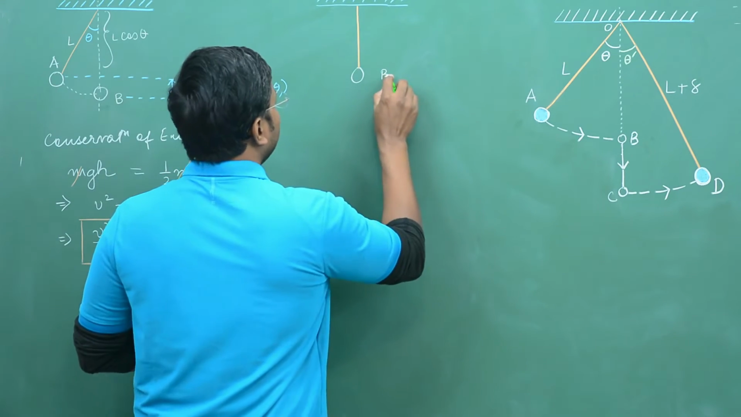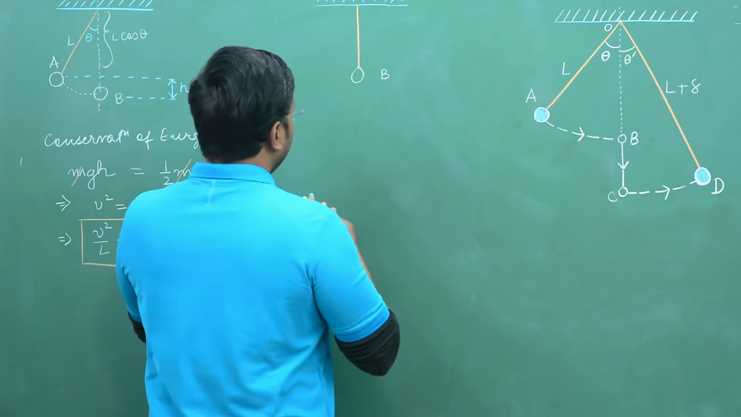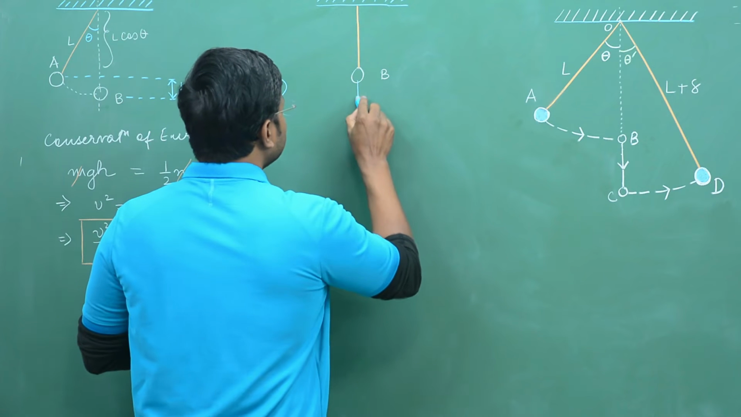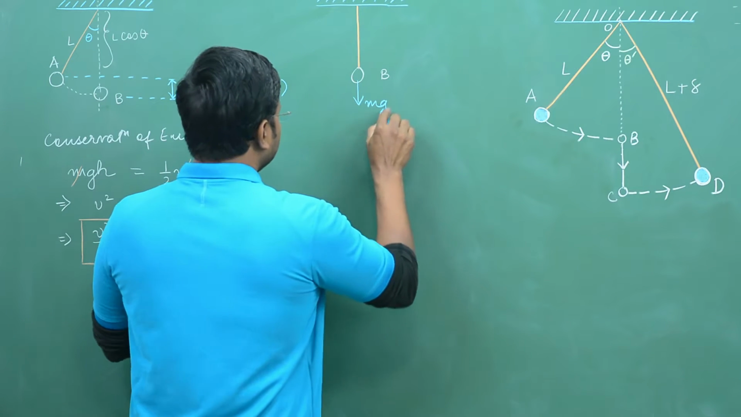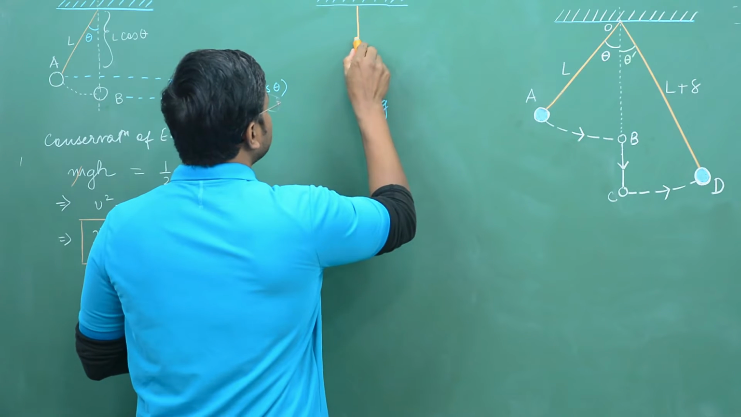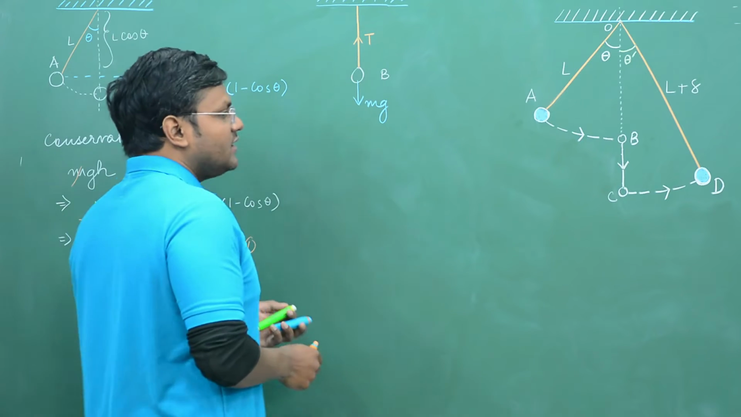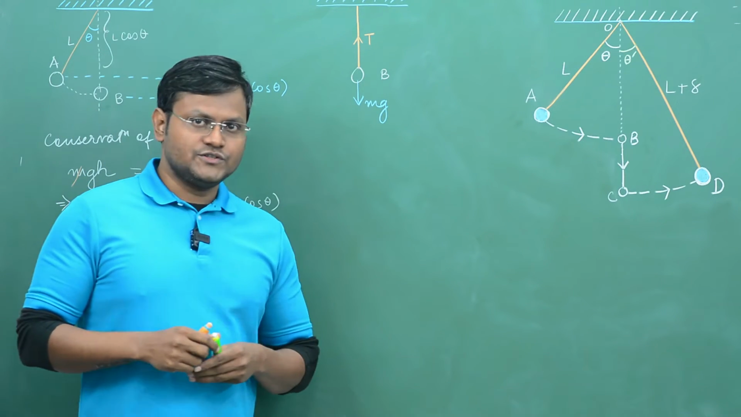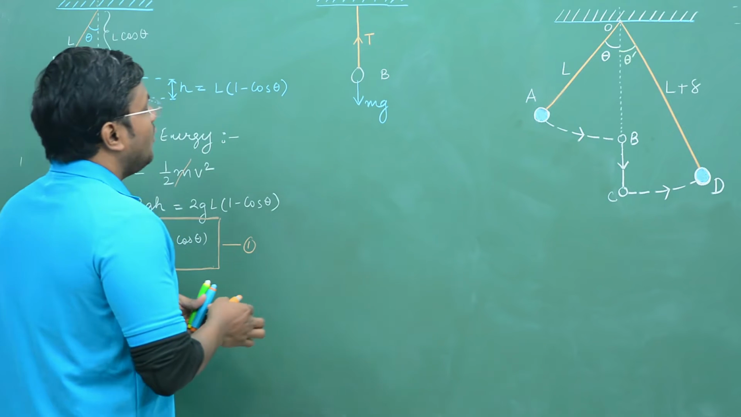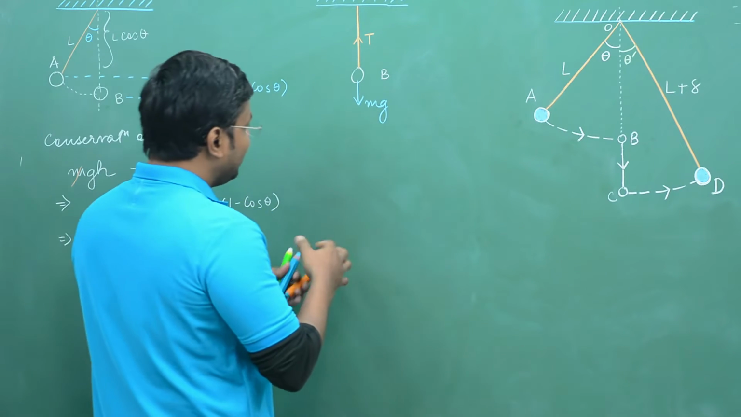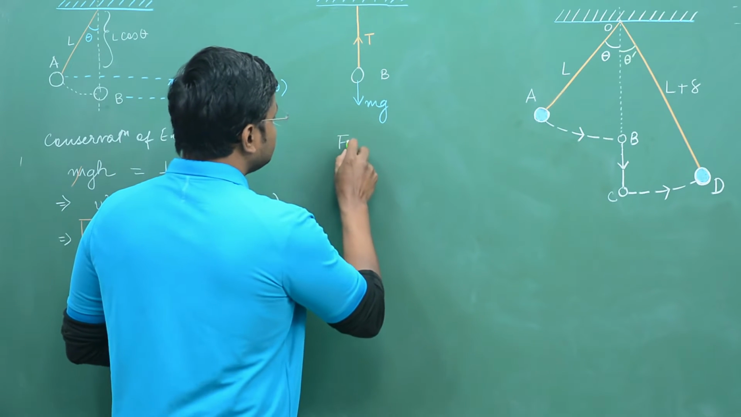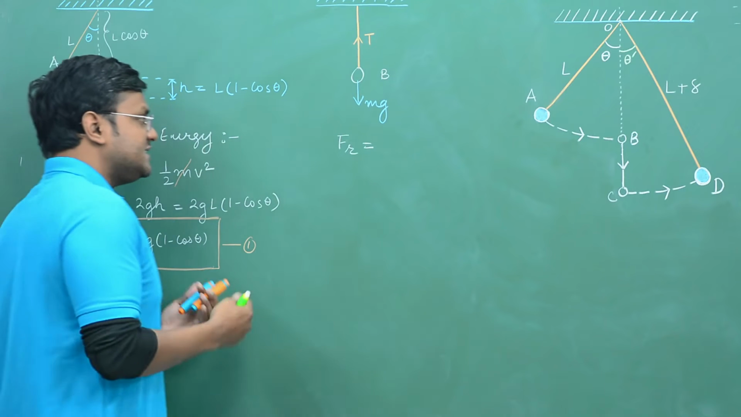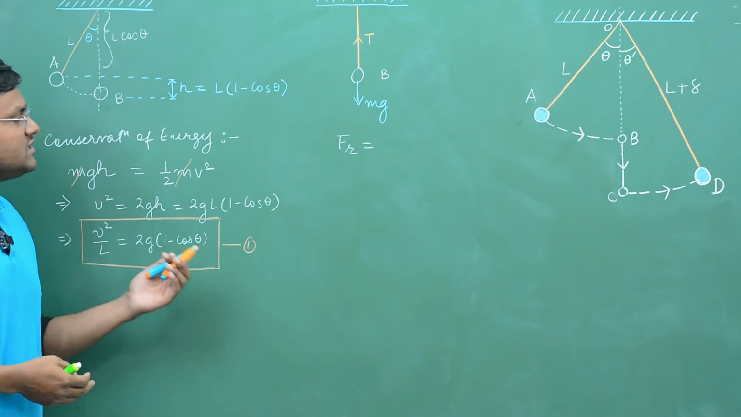So at location B, the forces are the gravitational force acting downwards, mg, and the tension acting upwards, T. mg is the gravitational force, which is a conservative force field, and T is a contact force, so it's not conservative. Now, I apply Newton's second law for radial motion, because essentially the pendulum is executing circular motion.